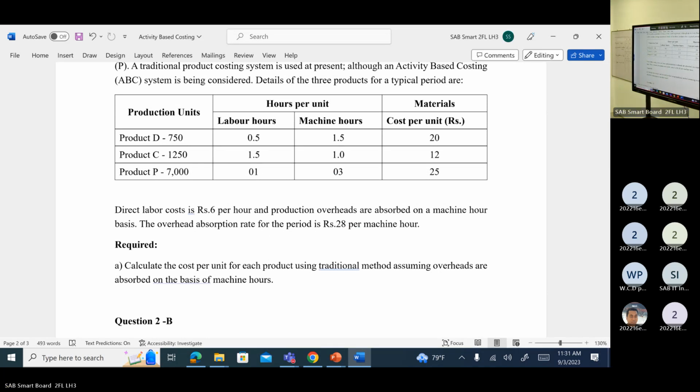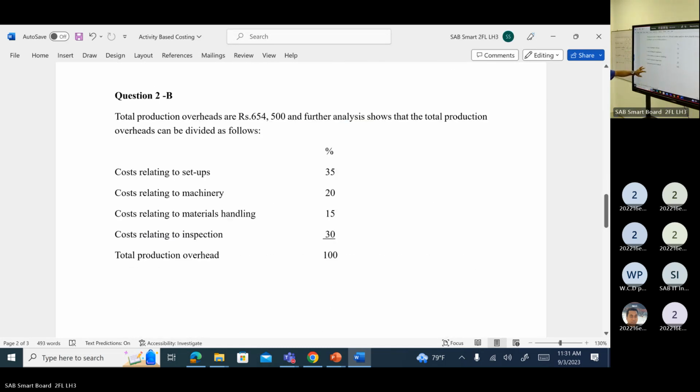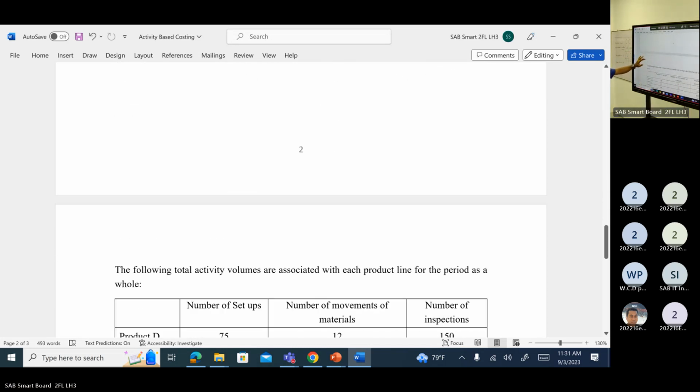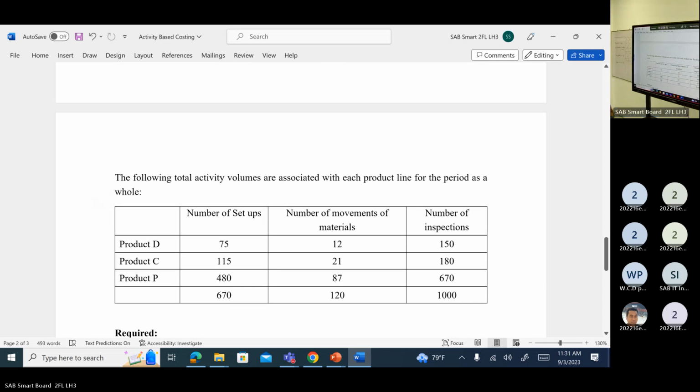Similarly, now we have this information. You have this. Can you find the overhead cost of product B, C, P?